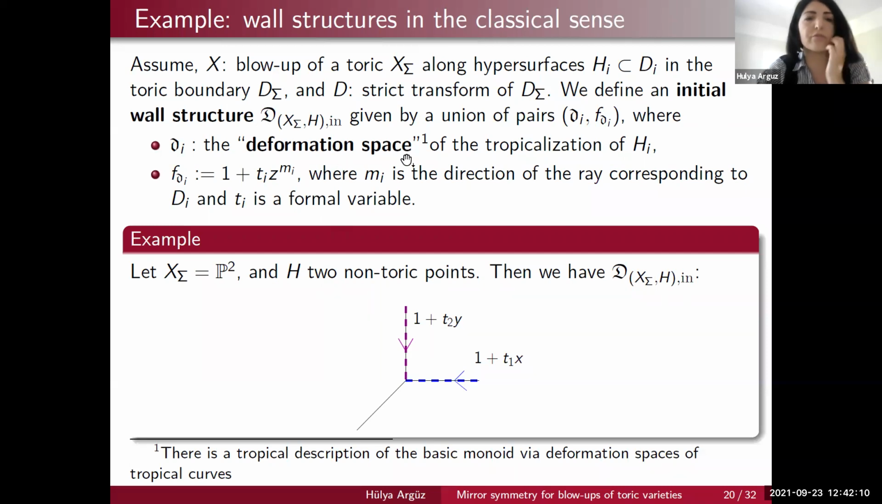So if you spend some time, in my case more time than I'd like to admit, to understand what's going on with log geometry, it makes sense to take the deformation spaces of tropicalizations to define your initial walls. And then you attach wall crossing functions of the form 1 plus t_i z^{m_i} to the corresponding walls. And you declare this to be your initial wall structure, defined purely combinatorially just by the initial data of what you blow up in your toric variety.